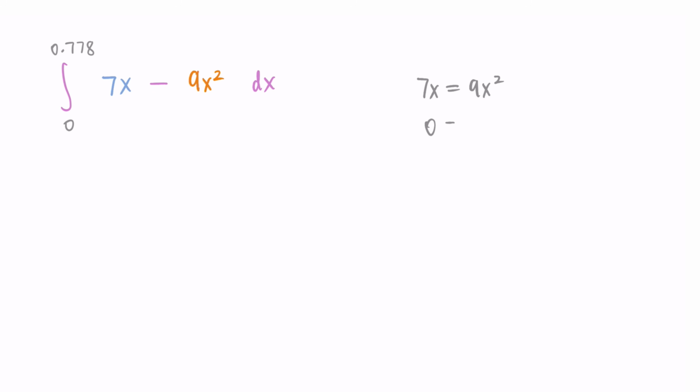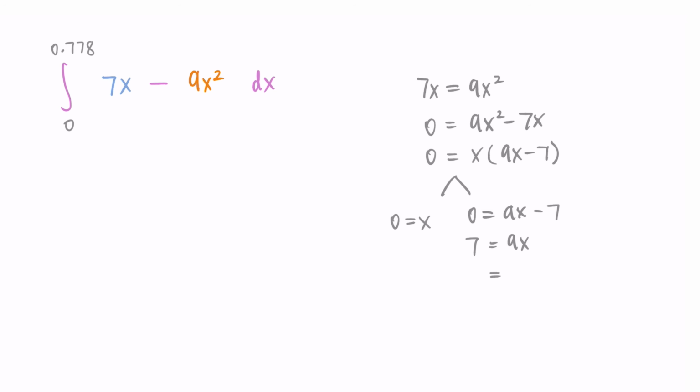I'm going to subtract the 7x over to the other side in order to simplify. Then I'll factor out an x. And so I'm left with x times 9x minus 7. Now I can set each of these equal to 0. So I have x equals 0 and 9x minus 7 equals 0. Simplifying that second part, I'm getting x equals 7 over 9. So this is telling me my intersection points are 0 and 7 over 9.